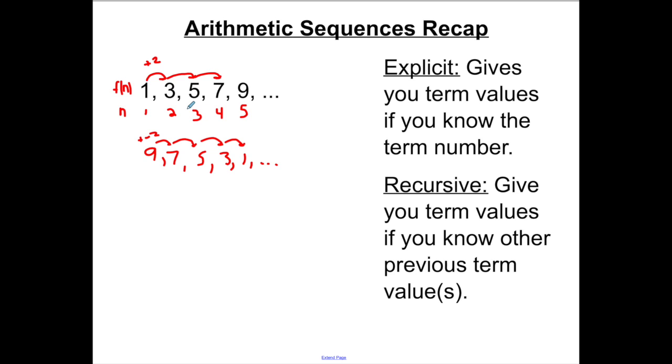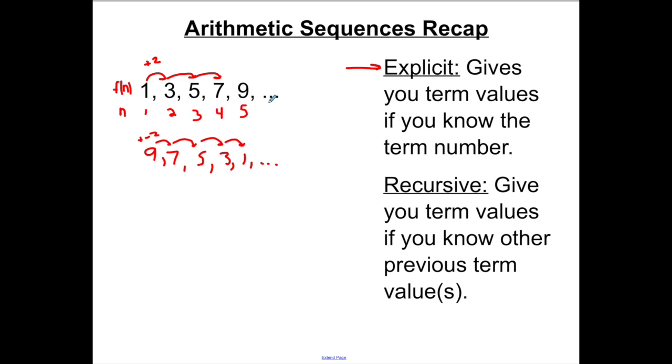Okay, and so with arithmetic sequences, first we identified them, and then we started to write rules to describe them. When we wrote the explicit rules, the explicit rules give you the term values if you know the term number. So for example, when you plug in 1 to our explicit rule, we get 1. When you plug in 2, we get 3. When you plug in 3, we get 5. 4, we get 7. 5, we get 9, and so on.